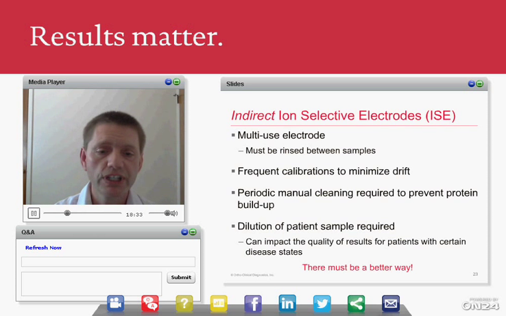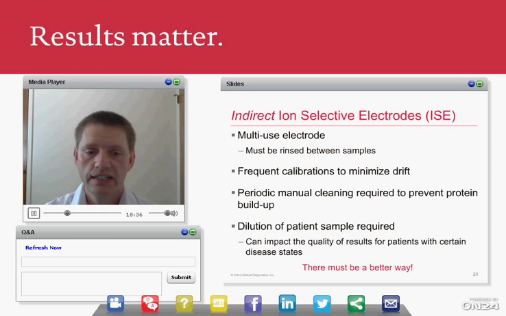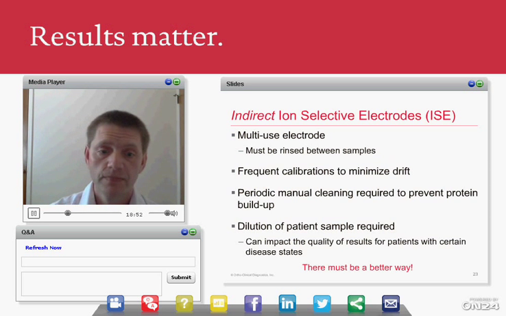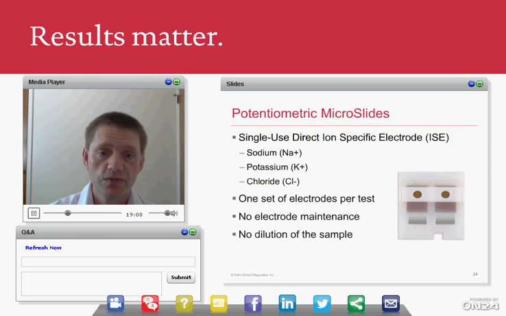And really the big thing is that beyond those convenience issues, there's also an issue that there's a dilution of the sample required. And this can cause falsely elevated or falsely reduced values, which is particularly meaningful for sodium. And it can impact the interpretation of sodium results in particular. So when the microslide technology was being developed, the feeling was that there could be a better way of doing this. And what was developed were potentiometric microslides.